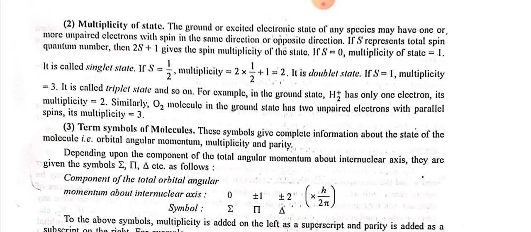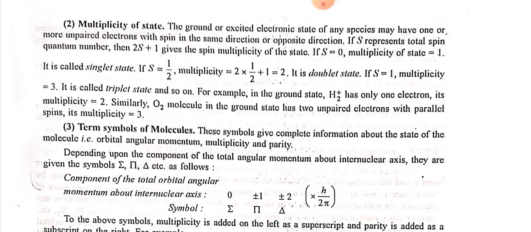For example, in the ground state, H2+ has only one electron, so it has multiplicity 2. Similarly, the O2 molecule in the ground state has two unpaired electrons with parallel spin, so its multiplicity is 3.